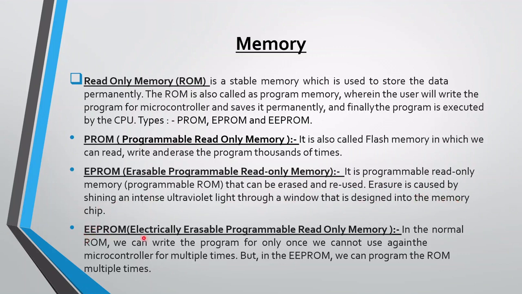EEPROM, electrically erasable programmable read-only memory. In the normal ROM, we can write the program only once, and we cannot use it again multiple times. But here in electrically erasable programmable read-only memory, that is EEPROM, we can program the ROM multiple times. So these are the types of ROM.